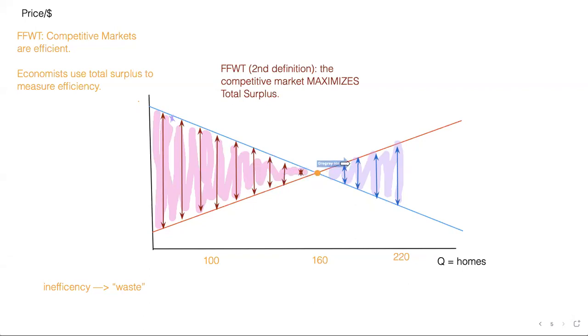Okay. Another way that we could be inefficient is that we could produce way too little. If we did produce, let's say, only 100 million houses, then we could be throwing this positive area away, right?